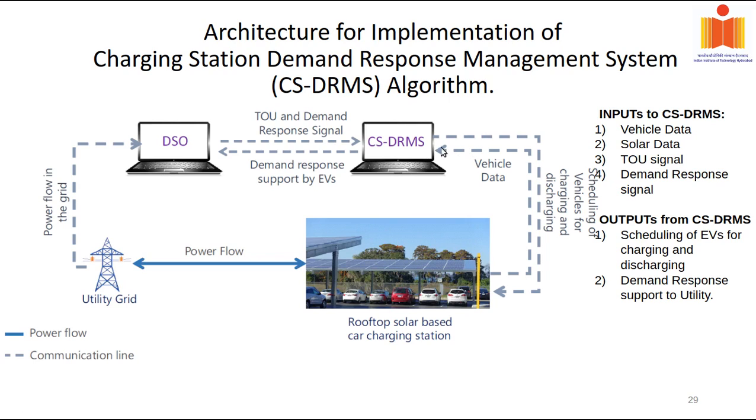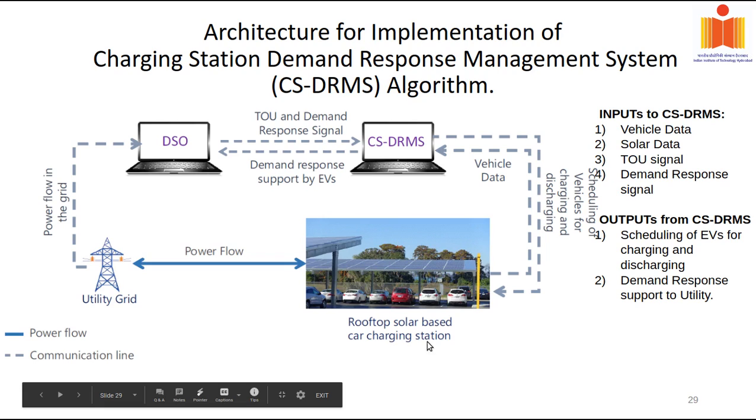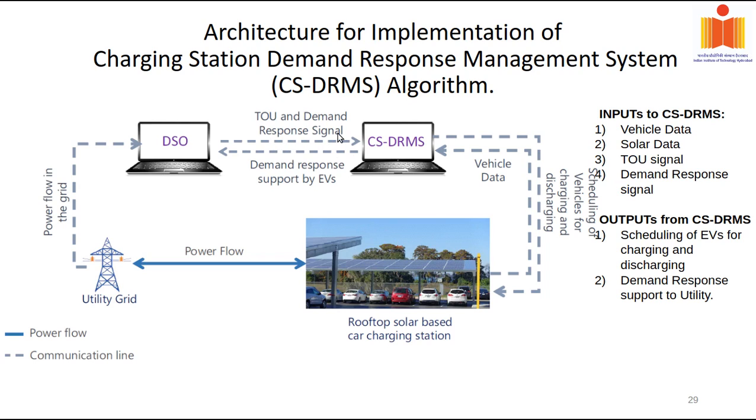What happens? From the vehicles we will get the vehicle data, and from the CRMS we will get the vehicles' charging and discharging schedule. This is a rooftop solar car charging station. Next, time of use and demand response tariff. According to time of use, these two will keep buying and selling power to each other. While that is going on, the utility grid has to carry the power to the system. This is about charging, for the one case.